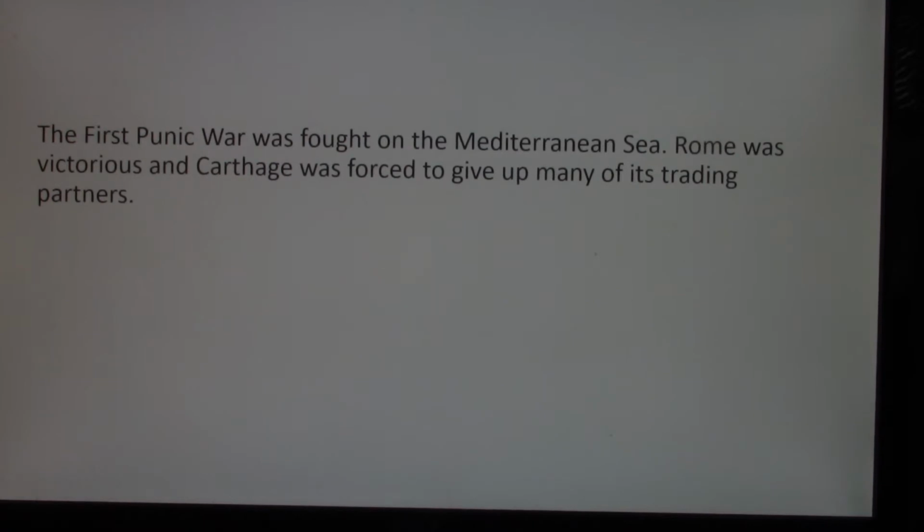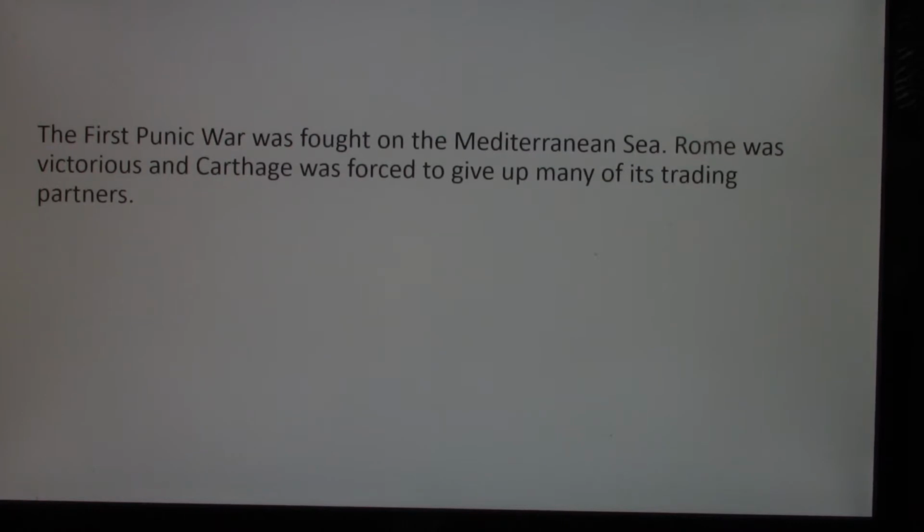Rome had become a major player in the trading of goods from one area to another. Rome had begun to establish colonies around the Mediterranean Sea. It is because of this that Rome came into conflict with Carthage, which is where modern-day Tunisia is.